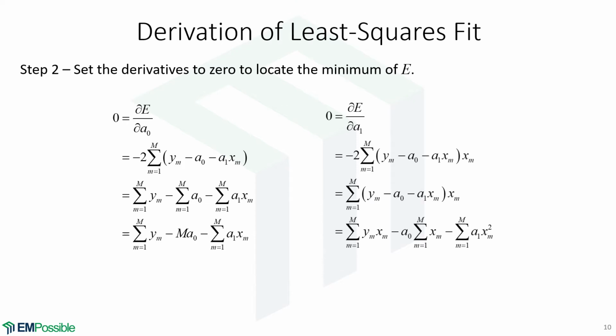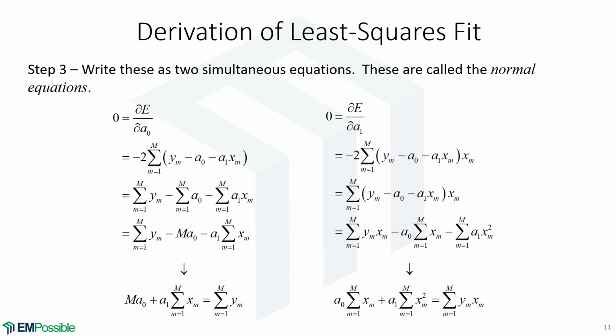We had our other partial derivative. Here we separate it into 3 summations, and we really can't do anything further with that. So at this point, we have 2 expressions. What we'll do is rearrange them so that we have the y terms on the right and everything else on the left. And we can look at these now as 2 simultaneous equations that we solve for A0 and A1. And by the way, these equations at the bottom are called the normal equations. So we need to solve them simultaneously for A0 and A1.